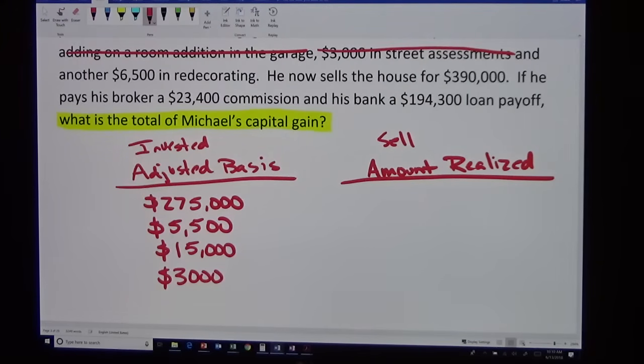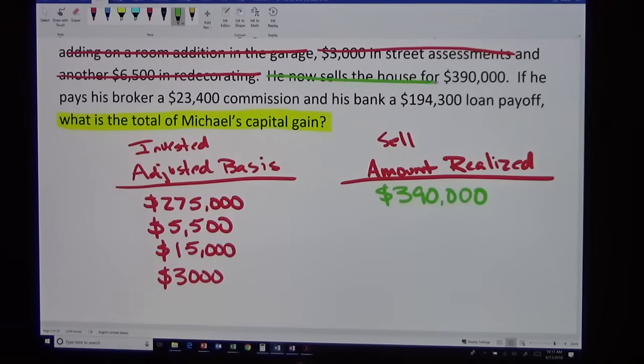And another $6,500 in redecorating. Well, good for him, but that doesn't count as money we've invested. Remember, we don't care about loans. We also don't care about things like maintenance and routine expenses. We care about improvements to the property, and redecorating is not an improvement to the property, so we're going to ignore it. He now sells the house for $390,000. That's going to go over here on the amount realized side.